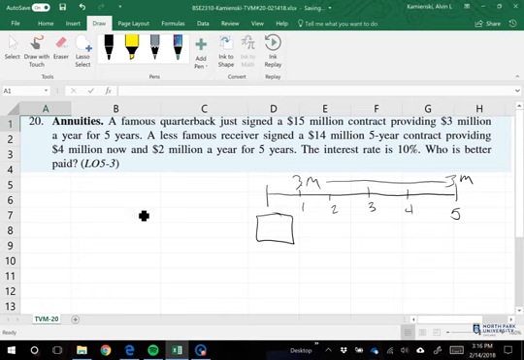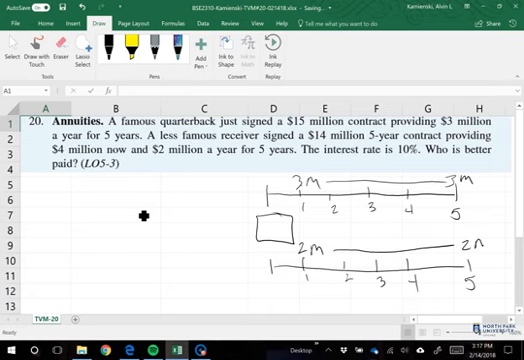Now, we've got the receiver down below. The receiver's contract is a little bit different in terms of the receiver also gets paid over that same 5 years. Bonus of $4 million right now.